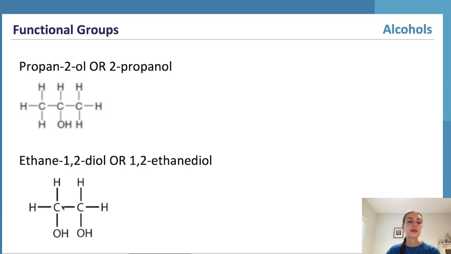So we can see that on the first carbon, we've got a hydroxyl group, and on the second carbon, we've also got a hydroxyl group, hence making this ethane 1,2-diol, the di meaning that there is 2 hydroxyl groups in this particular molecule, and the 1,2 suggesting that it's on the first carbon and on the second carbon.